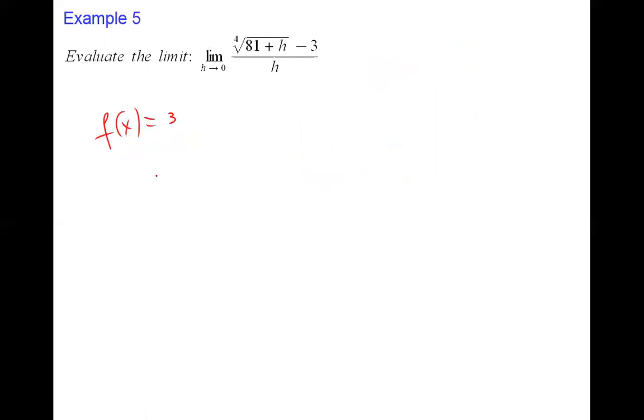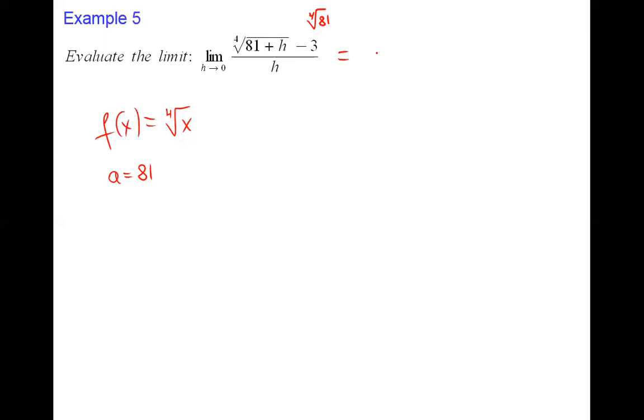Let's do one more. Okay, this one looks like a limit as h goes to 0 for the root of the quantity, which I can say right away, my function is the fourth root of x. Fourth root of 81 plus h, 81 is telling me the number, minus 3. That means I'm assuming that this 3 is the value of the function at 81. Fourth root of 81 is 3, because 3 times 3 times 3 times 3 is 81.